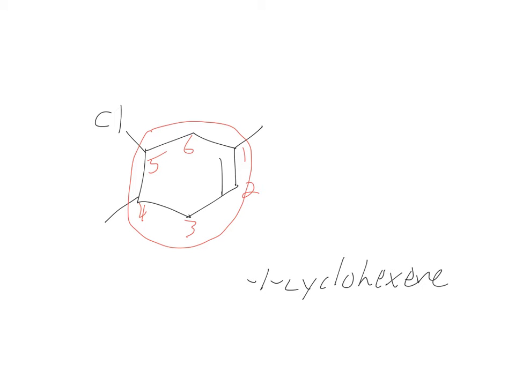Now what else are the groups off of this? It looks like we have 5-chloro, 1,4-dimethyl, and that's already in alphabetical order, so it would be 5-chloro, 1,4-dimethyl, cyclohexene, or 1-cyclohexene. Either way is fine. Right? So again, find the parent chain with the pi bond in it, and you want to have the lowest number possible for the substituents off of the parent chain.